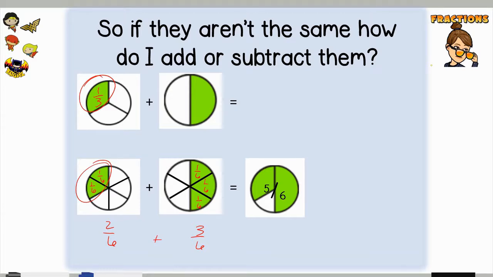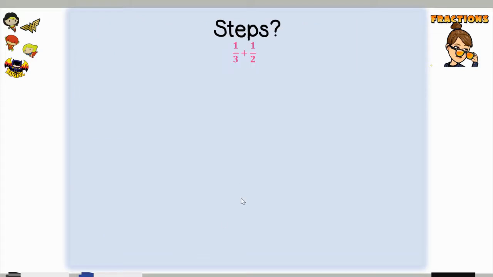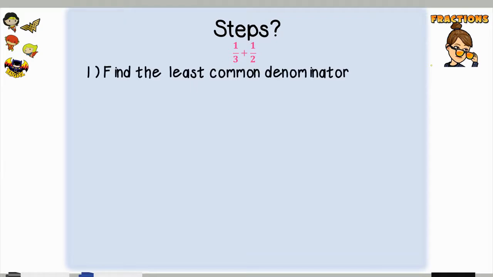Let's take a look at how to do that without drawing a model. So here's our problem set up with numbers. The first thing that I'm going to have to do is find the least common denominator of both of my denominators. Now, the key here should be the word denominator. That should help remind you that you're looking at the bottom numbers and you're looking for the smallest, because of least, smallest, and then same. So we're looking for the smallest same denominator that both of these can create.